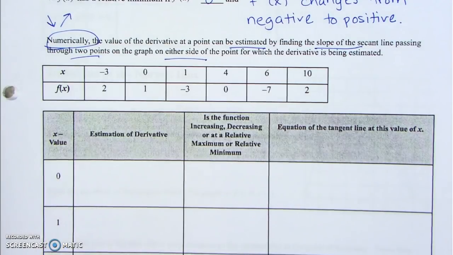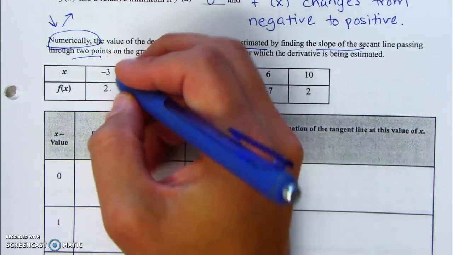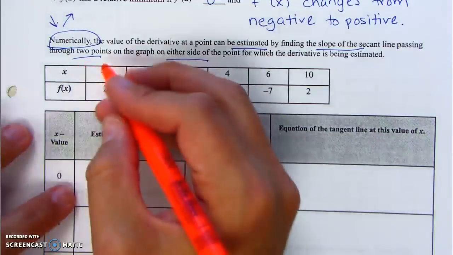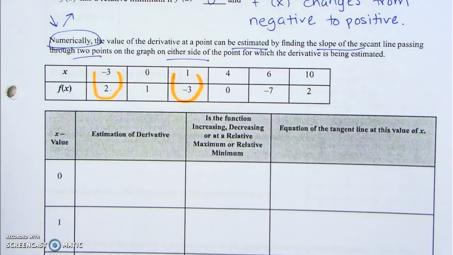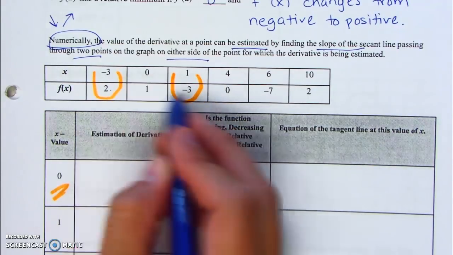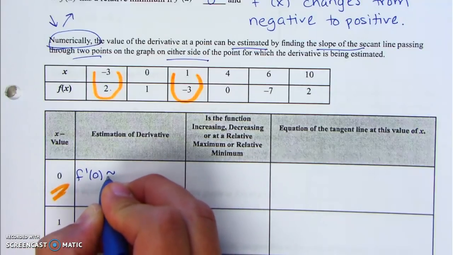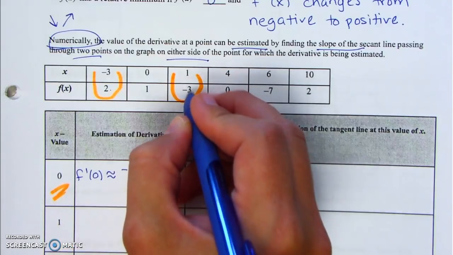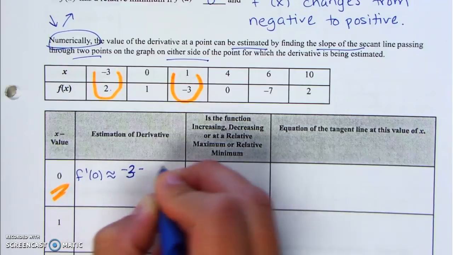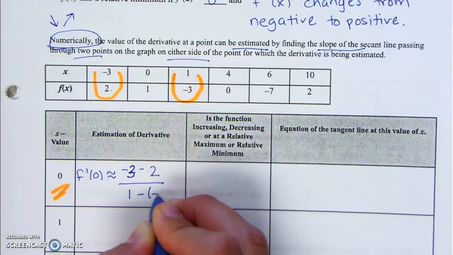So look at the x value 0, and here's x equals 0. Does 0 have 2 points surrounding? Do you see this point is around 0 and this point? Okay, so our estimation of the derivative at 0 will be the slope of the secant line, so the slope of the 2 points surrounding it. So f prime of 0 is going to be an estimate of y2 minus, oops, I said y2, but I need to put negative 3, excuse me, negative 3 minus y1 all over x2 minus x1.